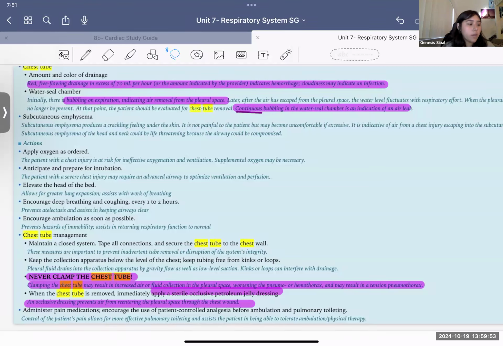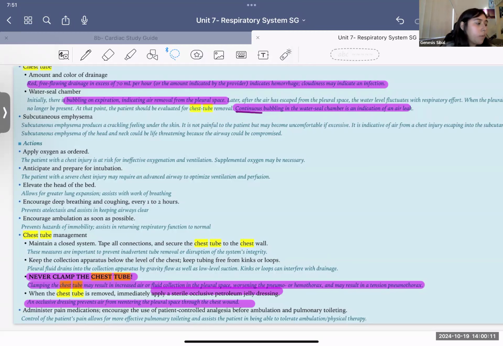The provider needs to be notified for that because that can indicate bleeding, and then cloudiness. We always know with cloudiness, that's an infection. So red drainage in excess of 70 mLs per hour, definitely need to be notifying them about that. And then cloudiness as well.